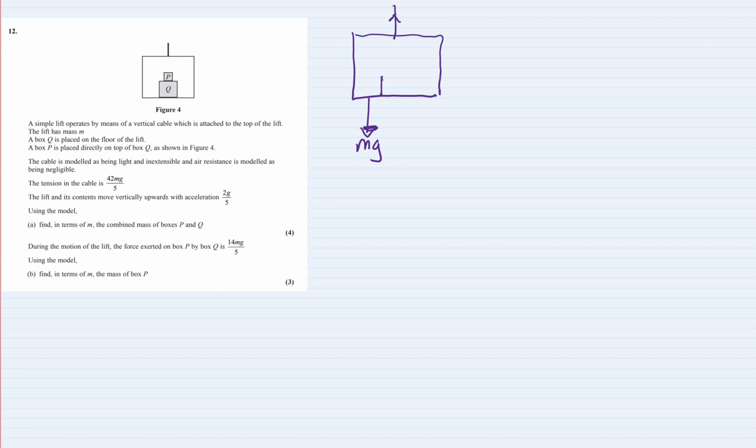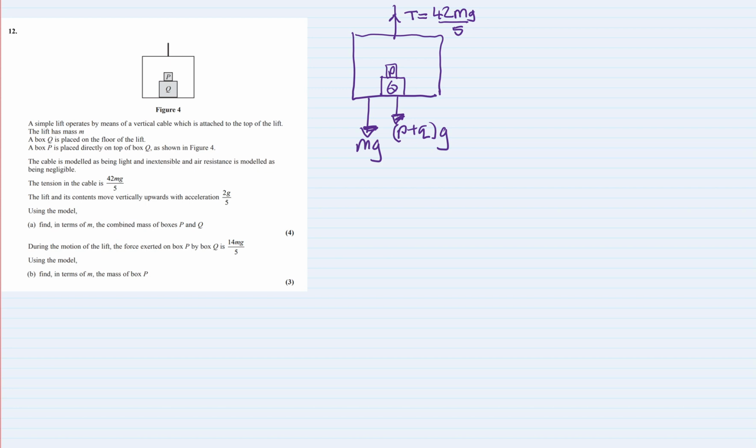And we've got boxes of Q and P inside this lift on top of each other, and we've got a combined mass of those of P and Q. So I'm going to call the masses P and Q, and that's going to give us a combined weight of (P plus Q) times g acting downwards. The cable is modelled as being light and inextensible, and air resistance is negligible, and we have been told what the tension is here. We've been told that this is 42mg over 5, so we can add the tension to our diagram.